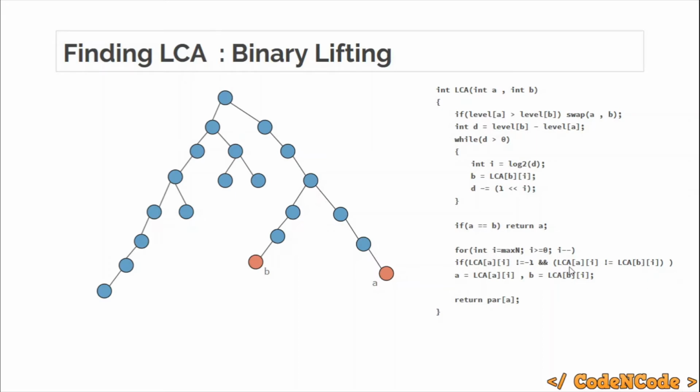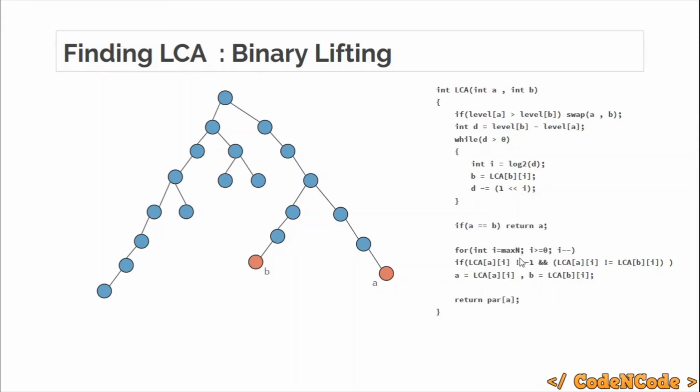So if the ith parent of A and B is the same, then we would not make that jump, because that would come with the problem that it is possible that we are actually leaving behind the LCA, which we don't want. So if the 2 raised to power ith parent of A and B are the same, we won't make that jump.